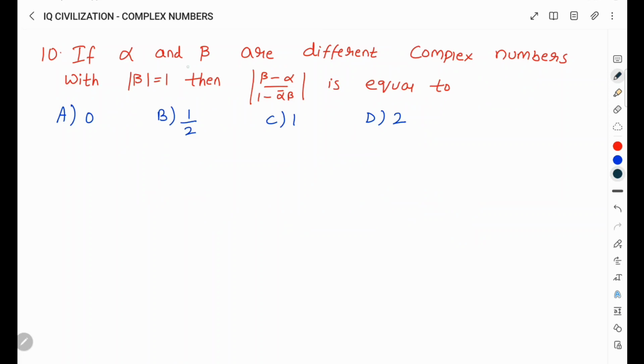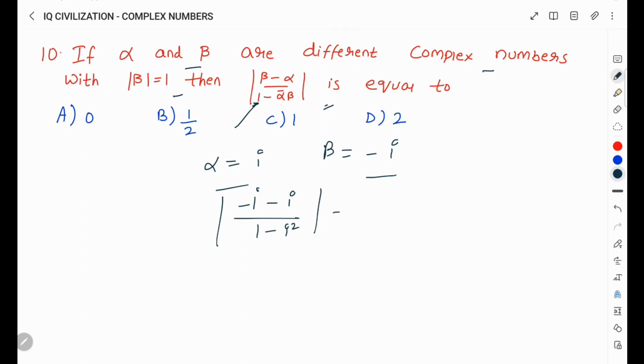Next. See here, if alpha and beta are different complex numbers, and |beta| is equal to 1, then we need this value. So what we do here is, let alpha be equal to i and beta be equal to minus i. Just directly substitute these values in this. Okay, the mod of (minus 1 minus i) by (1 minus i squared), i squared is again minus 1. So this is 1.